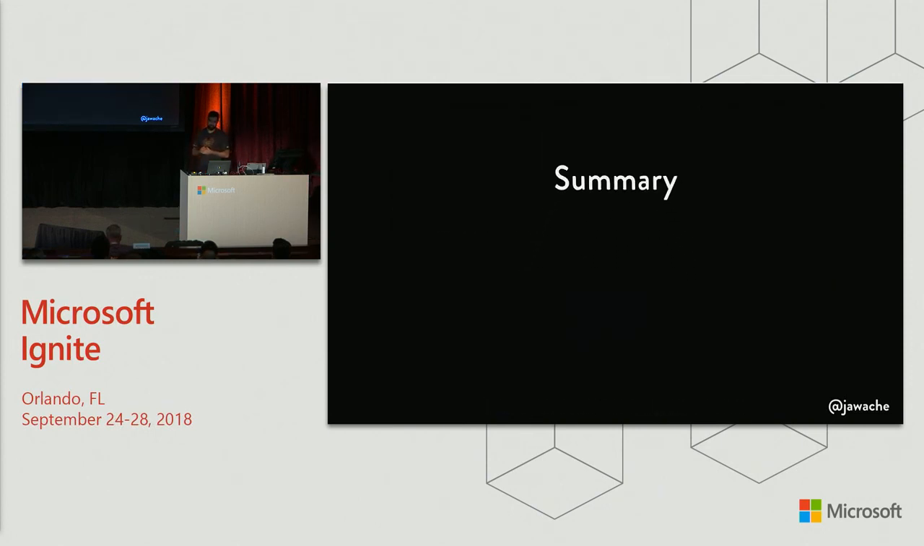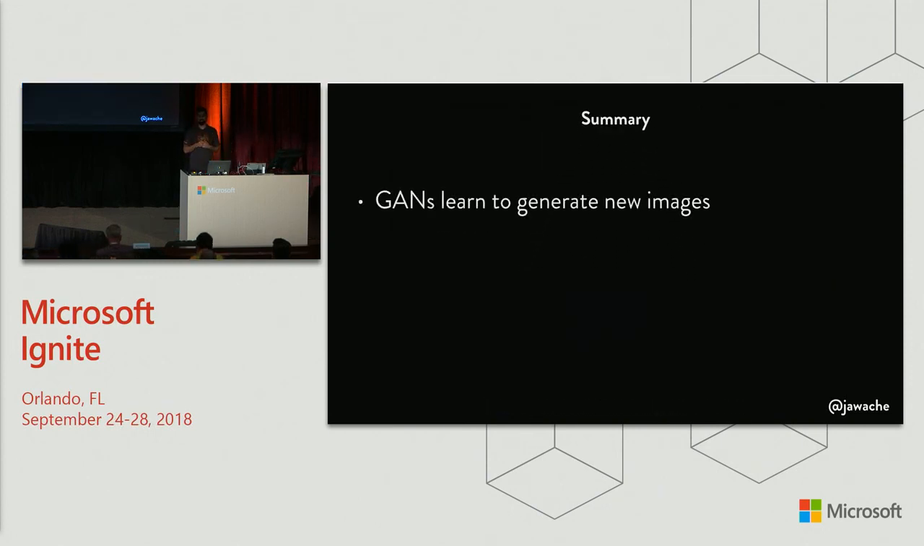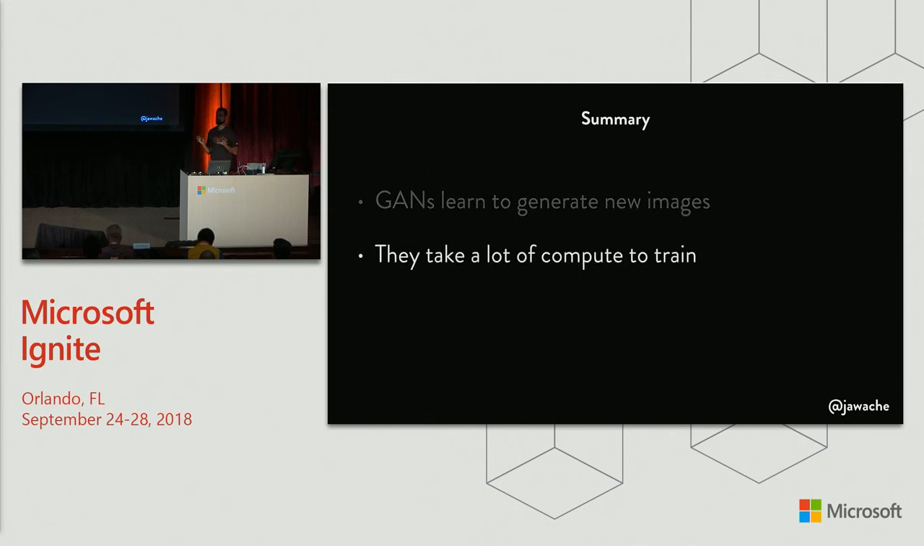So, just to summarize, GANs are really interesting. They've only been around for 2 years now. GANs are a great way to learn to generate new data. They're generative. They actually take a huge amount of compute to train, so they're not being trained using JavaScript. In fact, they take far more compute to train than a traditional neural network.